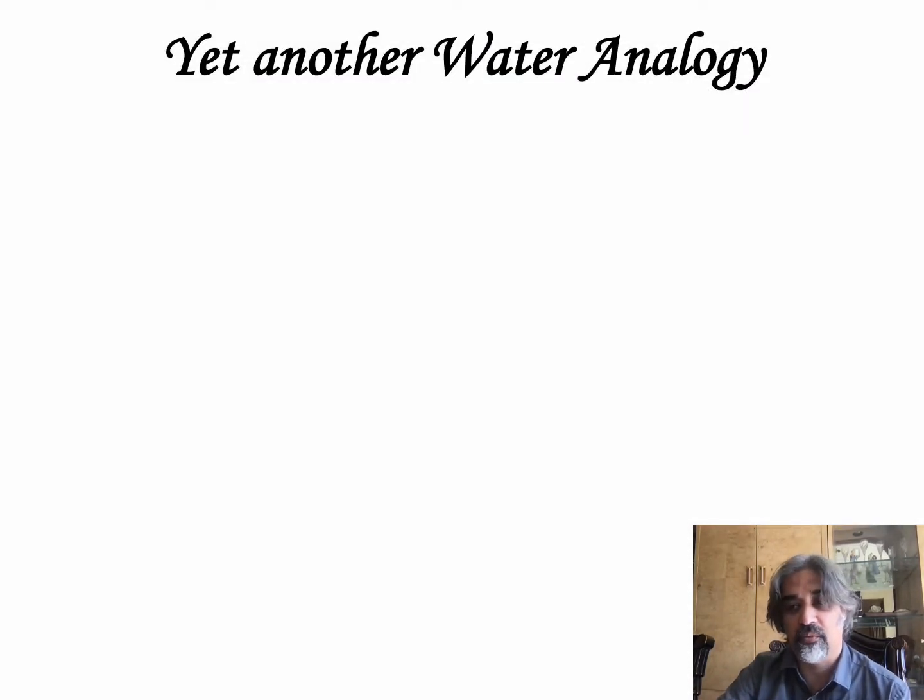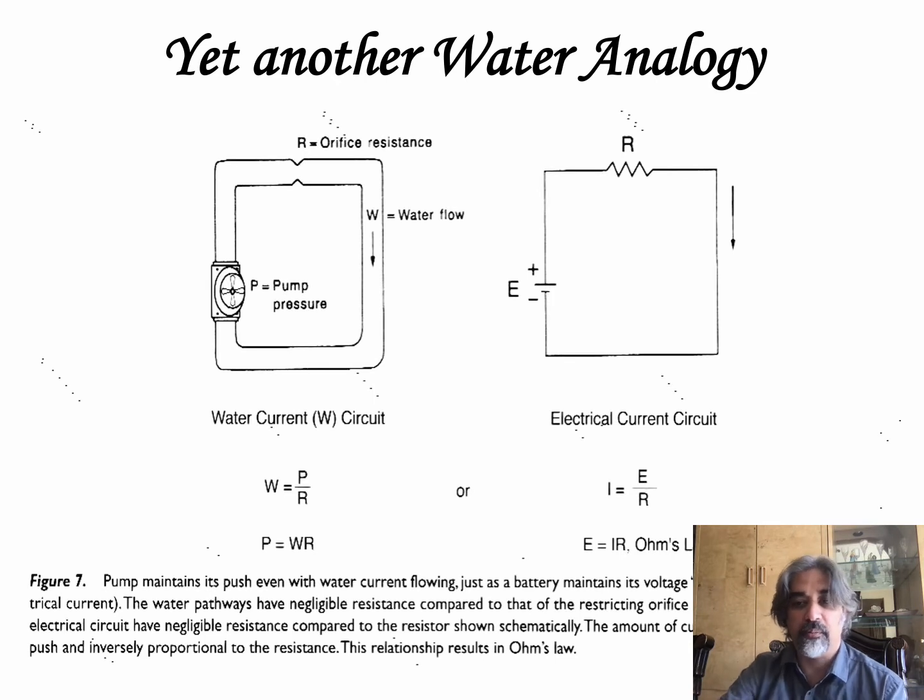So return now to the water analogy. The pump generating a push to move the water is analogous to a battery generating a voltage. The flow of water per unit time through the pipe is analogous to the flow of charges through a wire. A region of smaller cross-sectional area through which there is slowing of water flow is analogous to a resistor in a circuit.